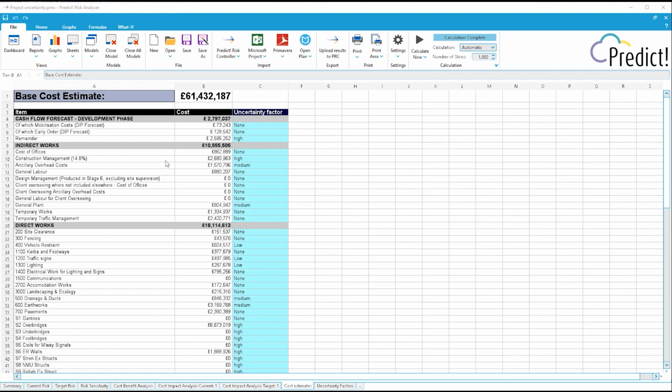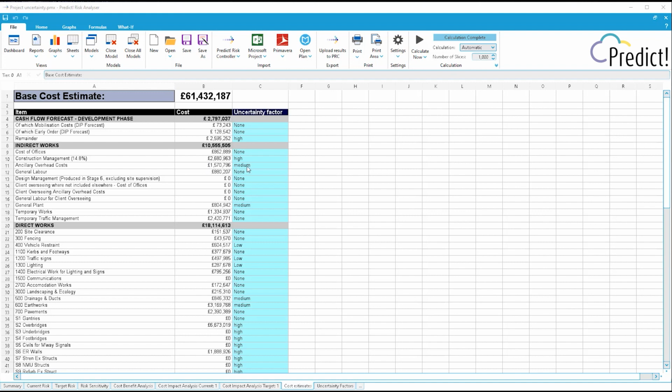Now you'll see here I've got a number of line items, each of which has got a single point estimate against it. For example, the ancillary overhead costs we estimate to be about 1.57 million. And you also see that when we add all of these up together, the total is 61.4 million.